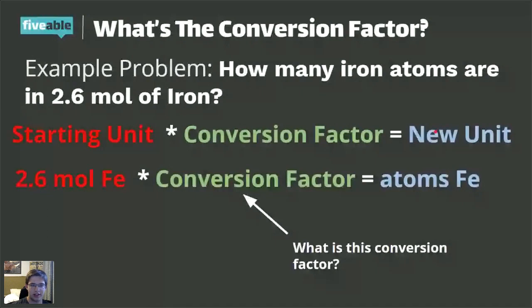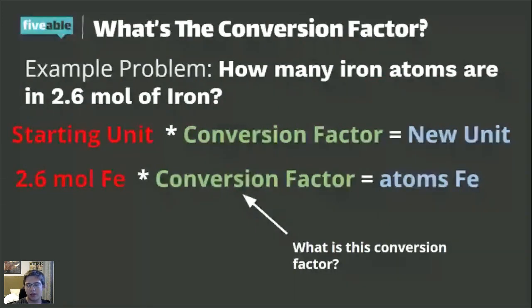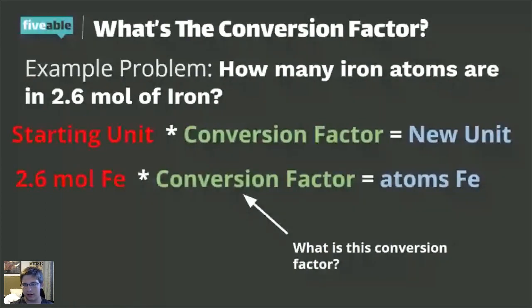We have 2.6 moles of iron, right? That's right here in the problem. And we want atoms of iron. It again tells us what we want. So what we want to find out is the conversion factor. Any guesses on what that conversion factor could be? If you know, drop it in the chat. What is that number that you have to multiply by or divide by in order to get to your new unit? Yeah, exactly. You have an Avogadro's number of atoms per 1 mole of some element.